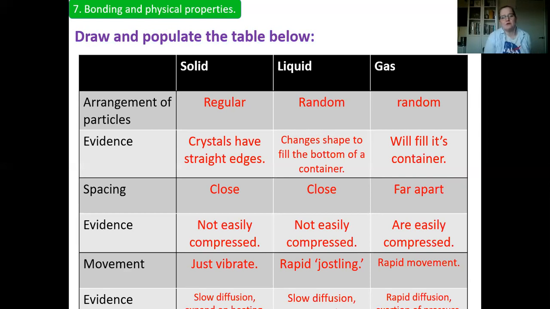Whereas liquid, the arrangement of particles is random. The evidence behind this is they change shape to fill the bottom of a container. The spacing is close because, again, they're still not easily compressed. The movement would be described as rapid or jostling, and the evidence for that is that they have slow diffusion and evaporation. Gas arrangement is random. Evidence, it will fill its container. Spacing, far apart. What is the proof of that? Well, they're easily compressed. Movement, rapid. Evidence, well, rapid diffusion, exertion of pressure, there's lots behind that.